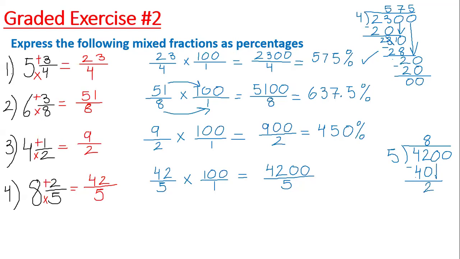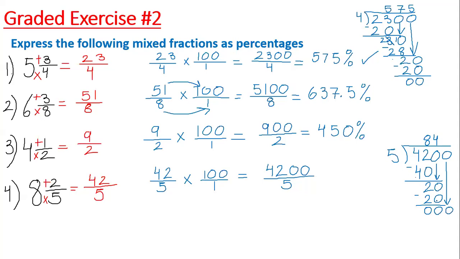Bring down the 0. 5 times what number gives us 20? 4. 5 times 4 is what? 20. We say 20 minus 20 is going to be what? 0. Bring down the 0.